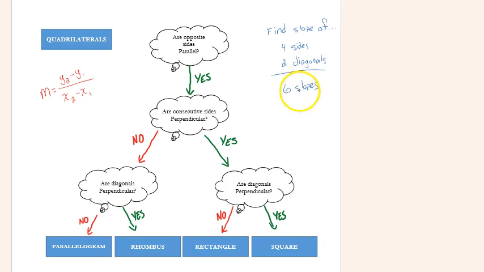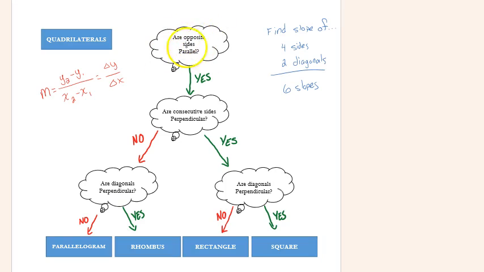That's 6 different slopes. So you need to use the slope formula. I will always be writing it in my notes as change in y over change in x. You have to use that 6 times. And as you're doing that, you're asking yourself this series of questions.